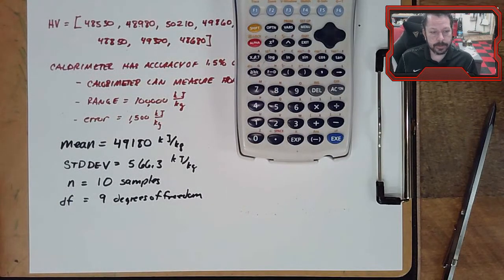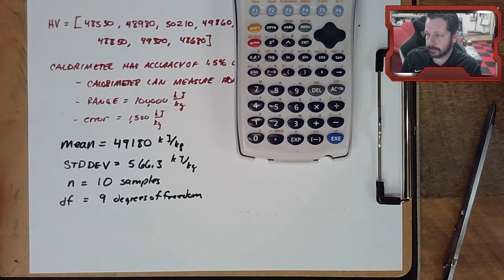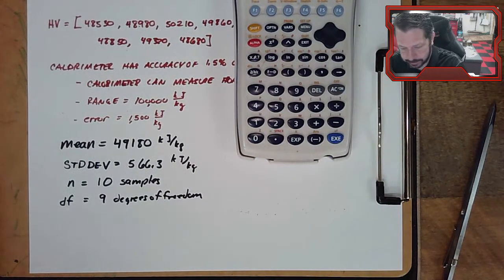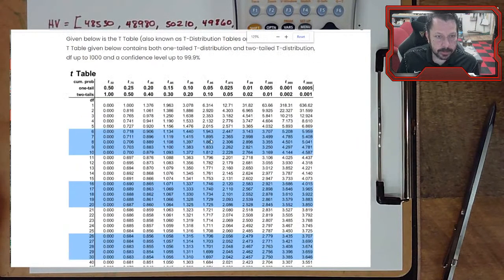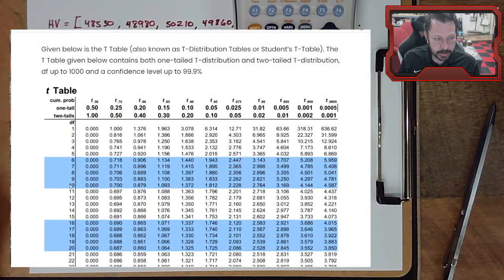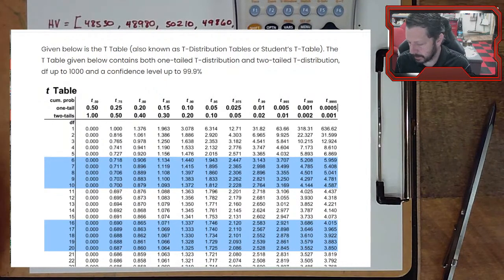And now we can go to our t-distribution chart. Let me move some stuff out of the way so you can see it. There it is. Let's zoom in on it a little bit. All right, so we have 9 degrees of freedom, so we're down here at 9. And then we have all these columns.